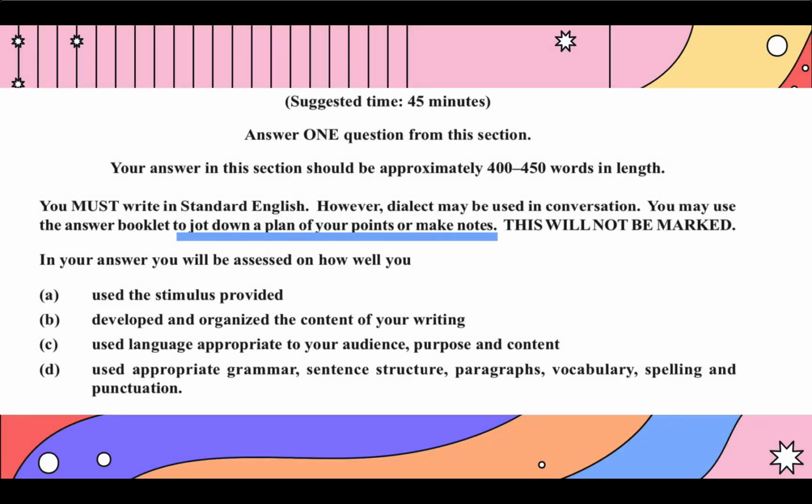Now, even CSEC understands that it is very important to make a plan, because you can see that I've underlined here that you're actually given a page just to jot down your plan of your points and to make notes. And this will not be marked. So remember, you can plan, you can write, scribble all over it. That part will not be marked.